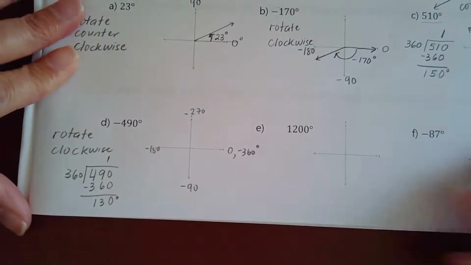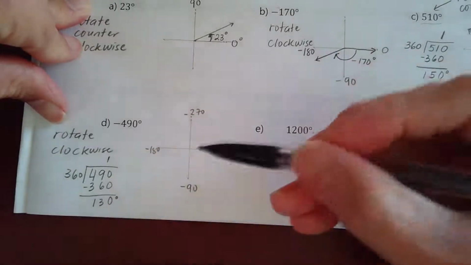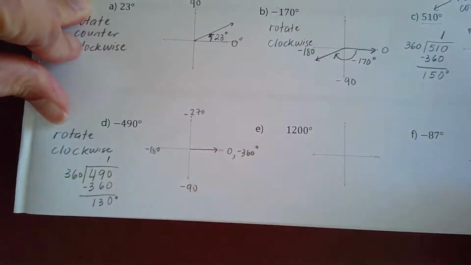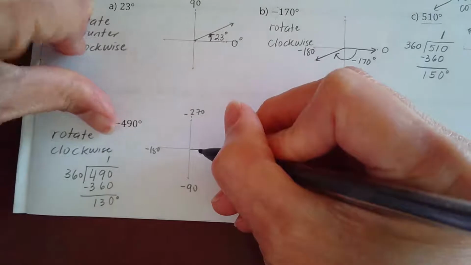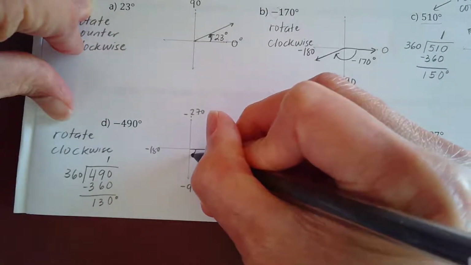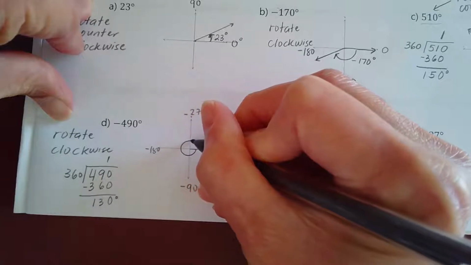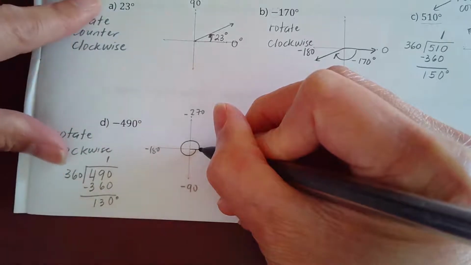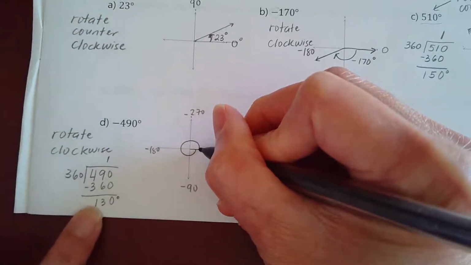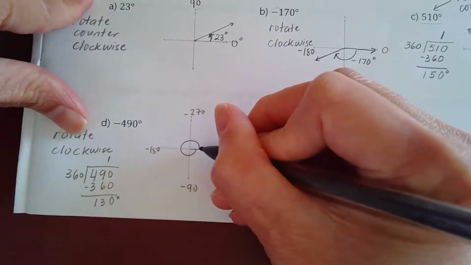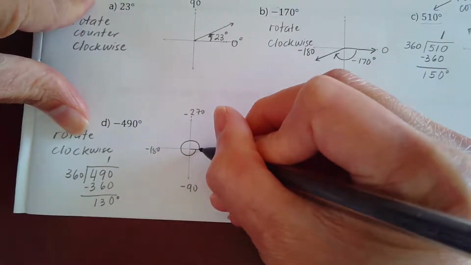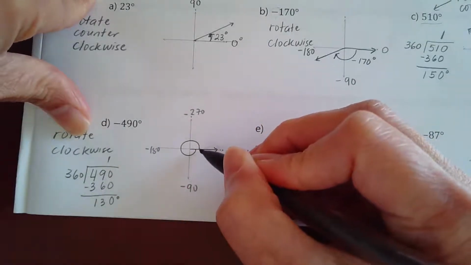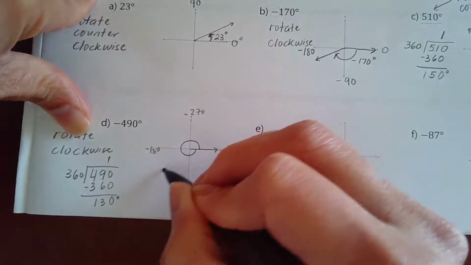So I'm going to go this way. Remember, I'm rotating clockwise. So this is my starting initial arm. And I'm going to rotate negative 490. So I'm going to go this way. If I rotate this way and then stop right there, that's negative 360 degrees. Now I've got to rotate a bit more, an extra 130 degrees. So where's 130? This is going to be from 0 to 180 there. So it's going to be around here.